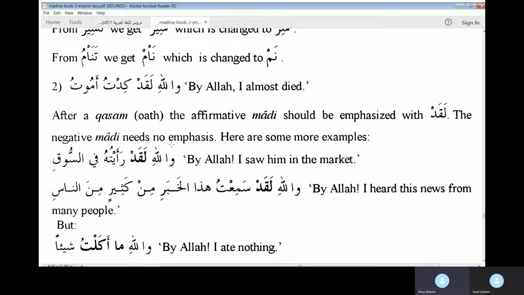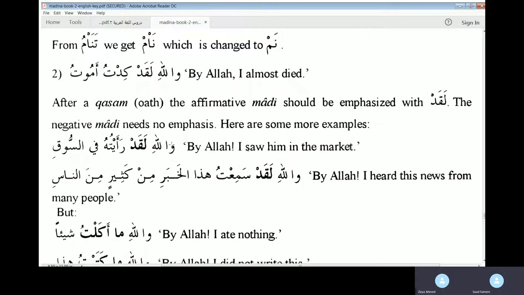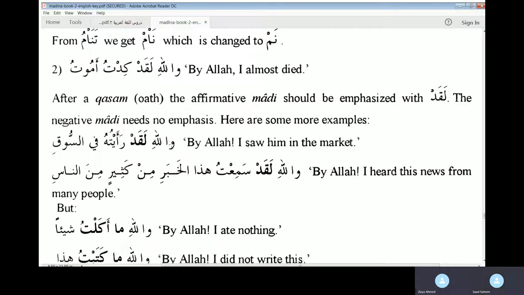Wallahi laqad kitu amutu. By Allah, I almost died. After a qasam, the affirmative mazi should be emphasized with laqad. Negative mazi needs no emphasis.